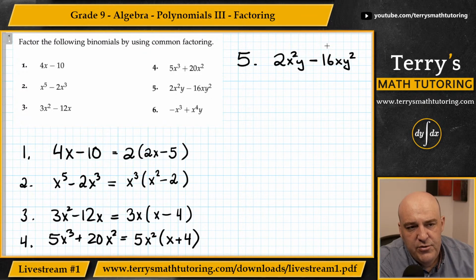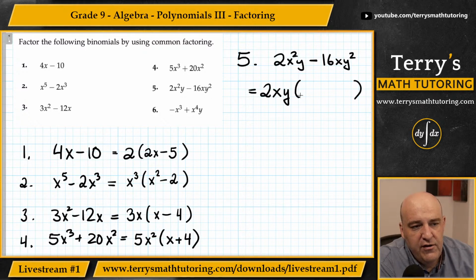It's like I do each one separately. I look at the 2 and then I look at the x and then I look at the y, and I always try to pull out the lowest exponent. So between 2 and 16, I can pull out a 2. X squared and x, I can pull out an x. And y squared, I can pull out a y.